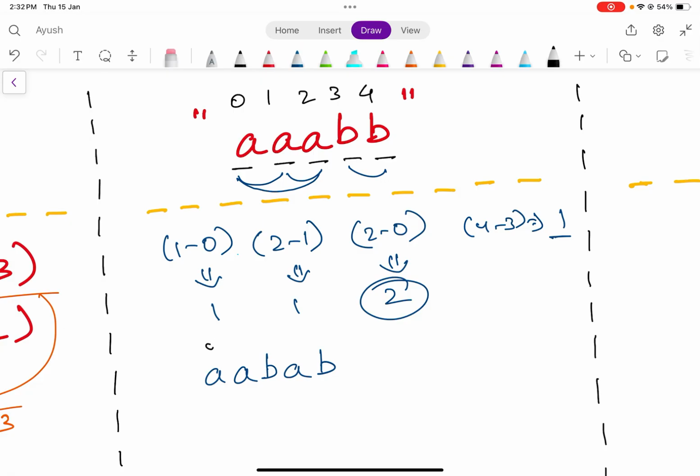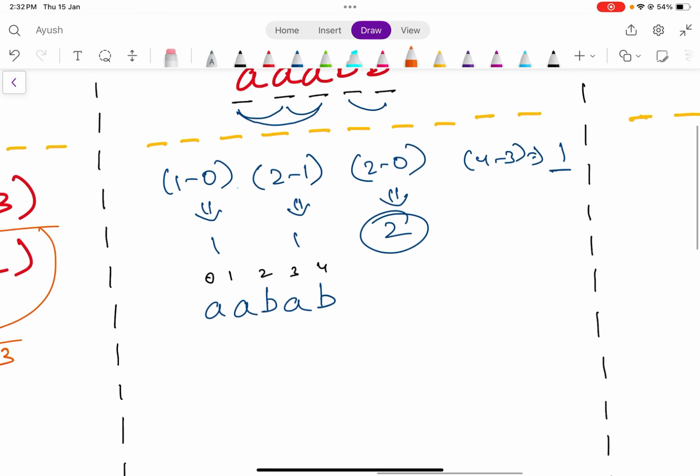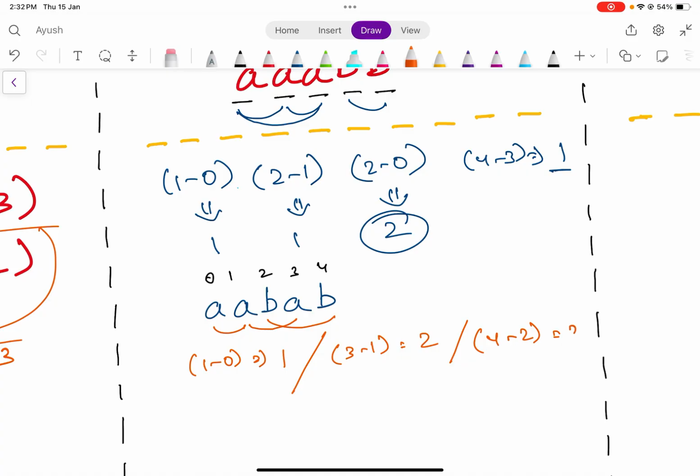The indices become 0, 1, 2, 3 and 4. So now the pairwise distance becomes, first for these two, 1 minus 0, which is 1, correct? Now what about this A and this A? It becomes 3 minus 1, which is 2, which again becomes false. What about B? This B and this B, 4 minus 2, it again becomes false because the distance is even. Only the first pair is accepted in this case.